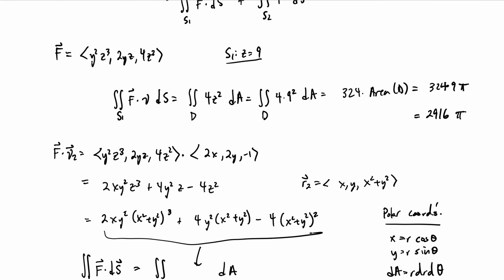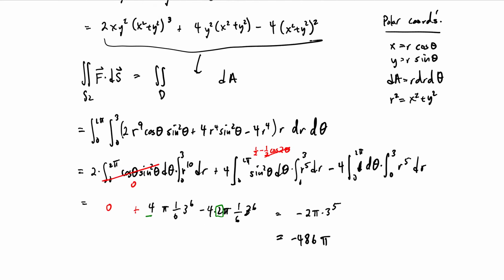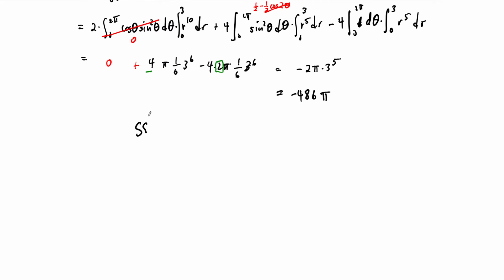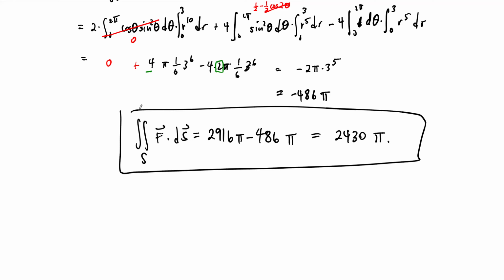And remember, for our surface integral, we have to add in the flux from the top of the surface, and we end up with 2916. So the total flux, the double integral over the entire surface of F dotted with dS, is equal to 2916 pi minus 486 pi, and that is going to leave 2430 pi. So this is the flux as computed as a flux integral. All right. Now what we would like to do is check this by computing this as a divergence, right?